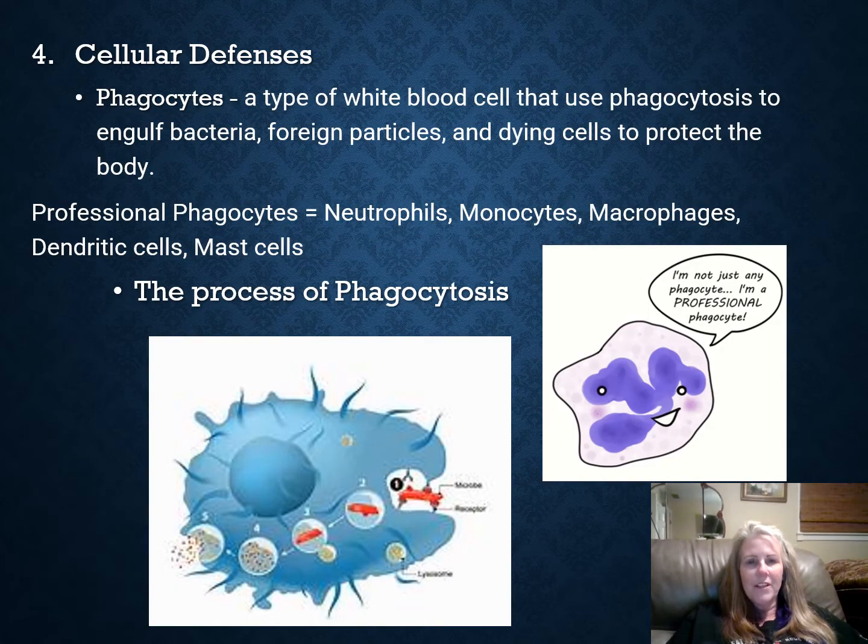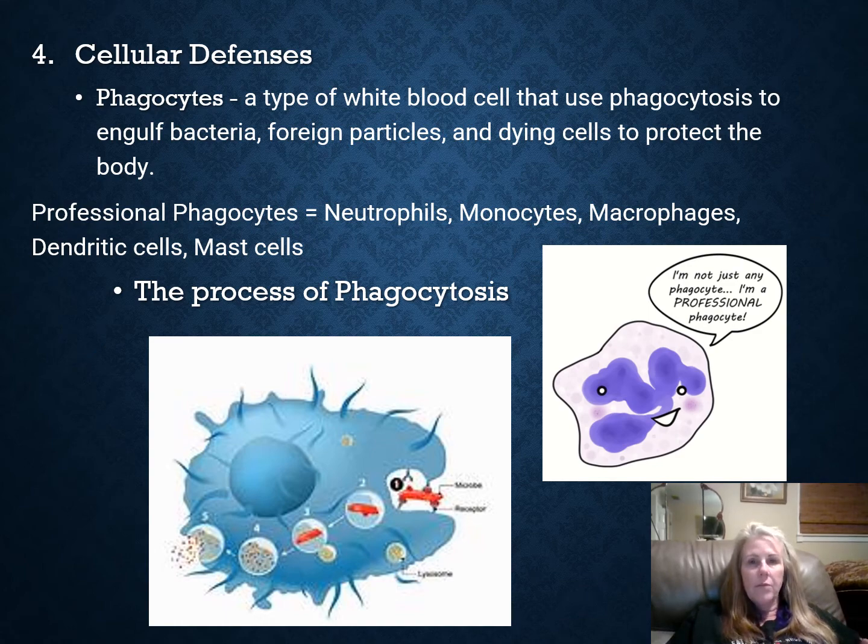All right, now we're going to talk about phagocytes. So what is a phagocyte? A phagocyte is a type of white blood cell that uses phagocytosis to engulf bacteria, foreign particles, and dying cells, all to protect the body. Okay? So right now we're thinking of pathogens. So phagocytes engulf and destroy pathogens.